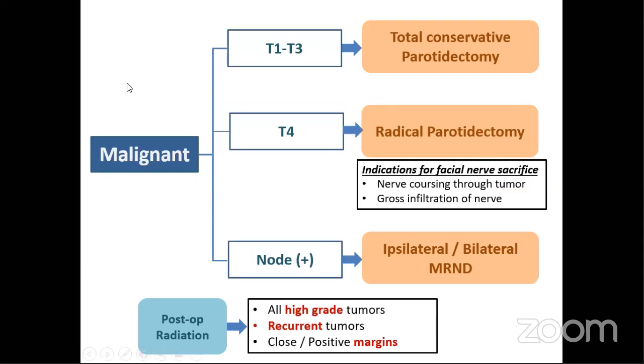For malignant tumors, up to T3 lesions, we can do conservative surgery. We can preserve the nerve. In T4 lesions, when the tumor is through the facial nerve or infiltrating the facial nerve, we may need to remove the facial nerve. We can repair with a sural nerve graft. Okay. If there are nodes, according to the site, you can do ipsilateral or bilateral modified radical neck dissection. Okay. For all high-grade tumors and positive margins, we need to give radiation.